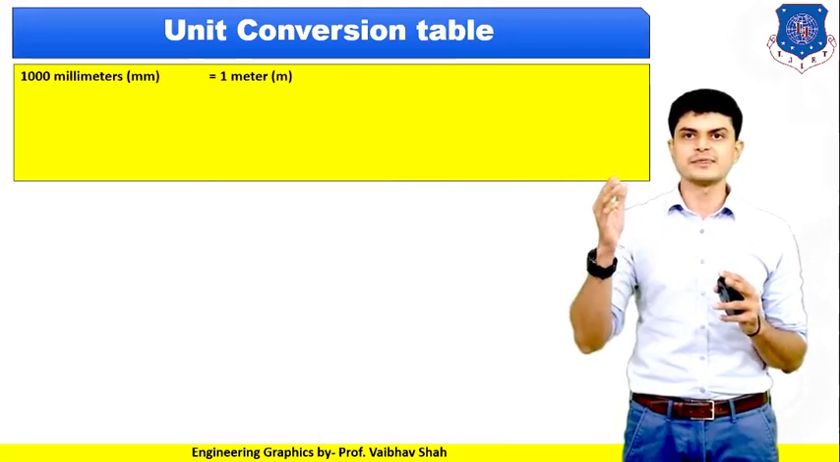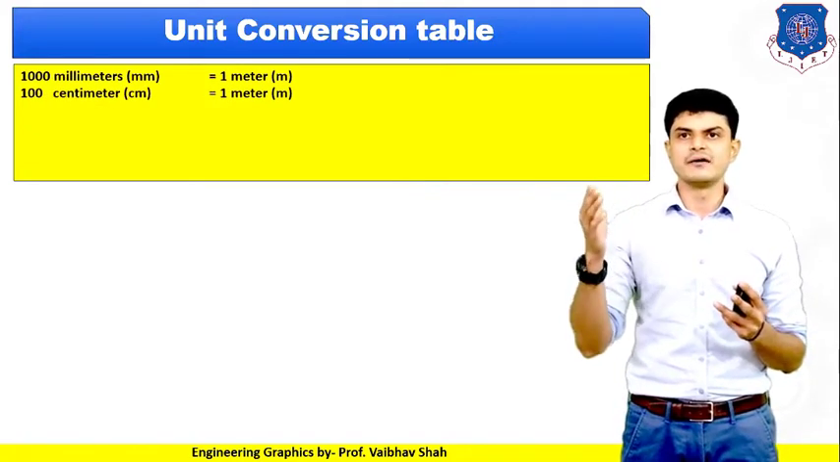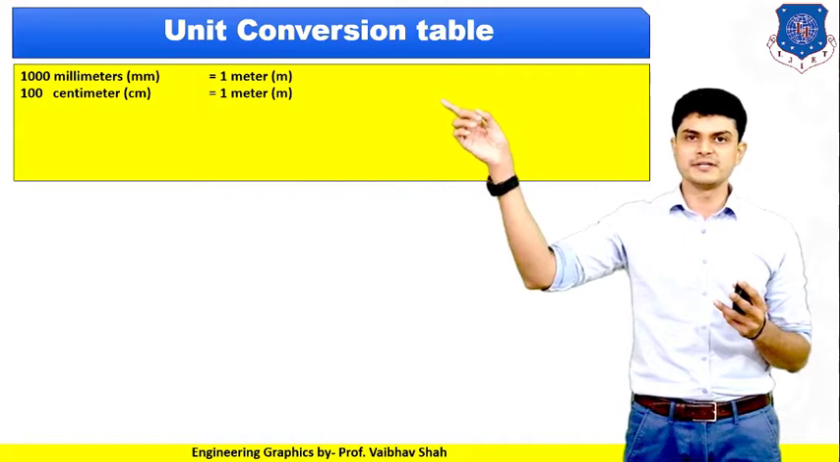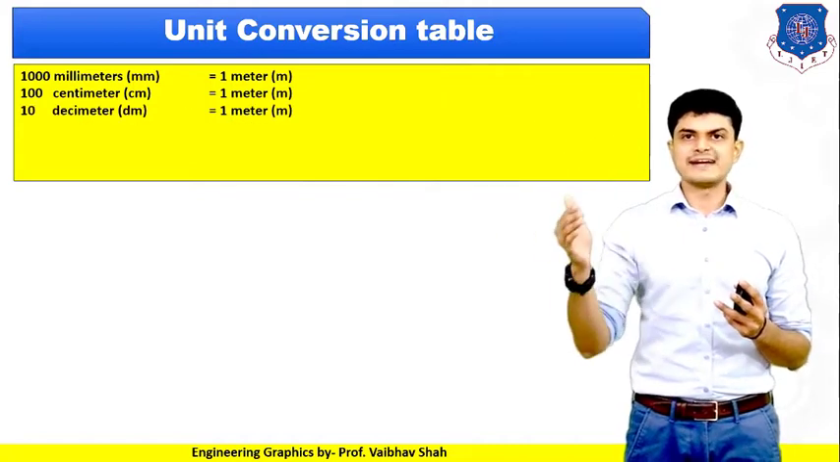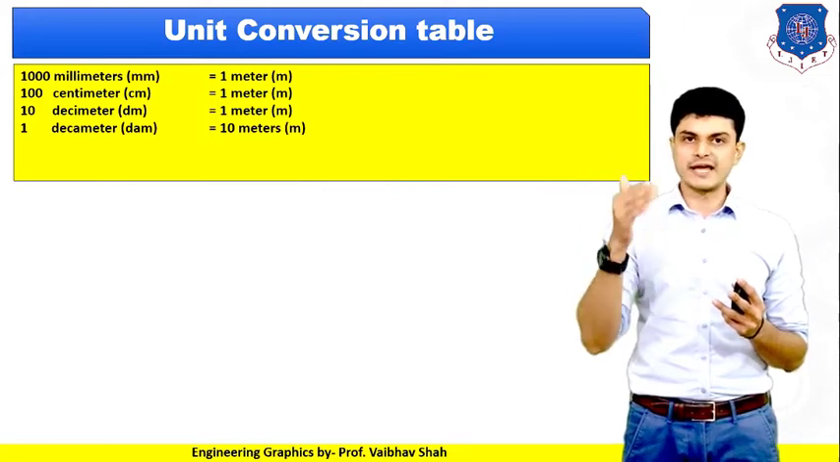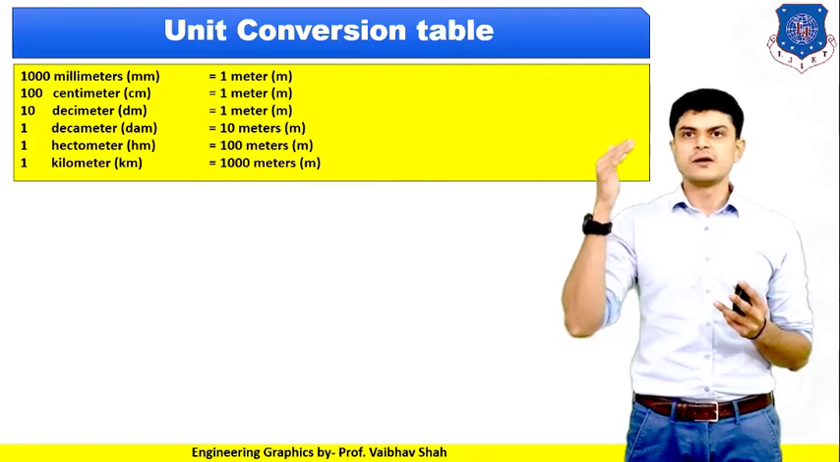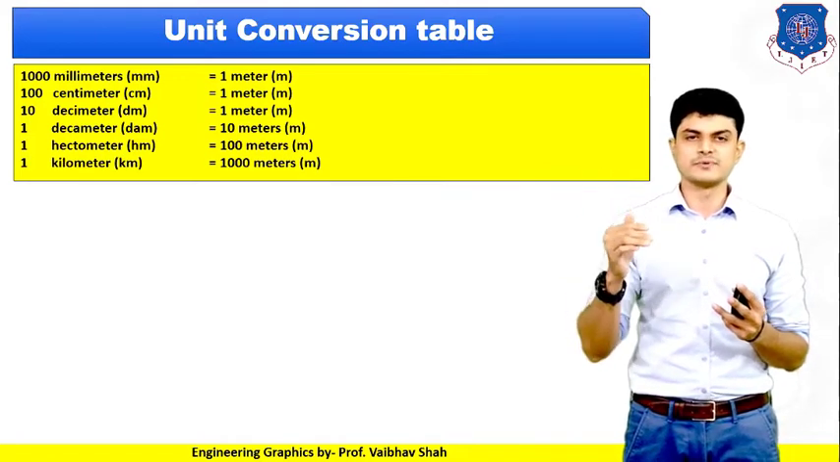So first, 1000 millimeters is equal to 1 meter. Then 100 centimeters is equal to 1 meter. Then 10 decimeters is equal to 1 meter. 1 decameter is equal to 10 meters. 1 hectometer is equal to 100 meters. 1 kilometer is equal to 1000 meters.